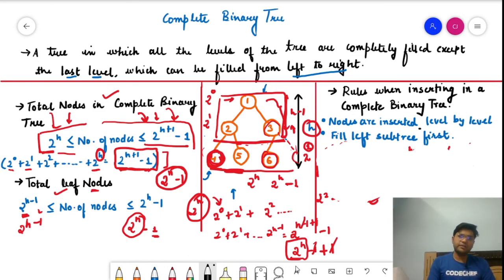And the second important thing is we fill the left subtree first, right? So the left part is filled first, then we'll move to the right part. These are the important conditions of a complete binary tree. This is more or less the whole thing which is required to understand a complete binary tree. Now let's quickly understand what perfect binary trees are and get some knowledge of that as well.